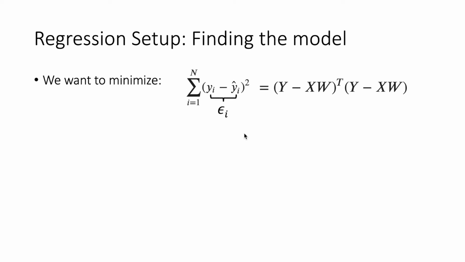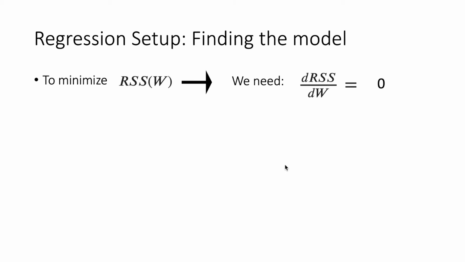So we are assuming there's going to be an error, or a difference, between our prediction and the real value in the training set, of course, because we are using a much simpler model. We call this the RSS, or residual sum of squares, and this is what we want to minimize. In order to minimize the RSS, we need to take the derivative with respect to W, which is the thing we want to find, and then set it equal to 0.